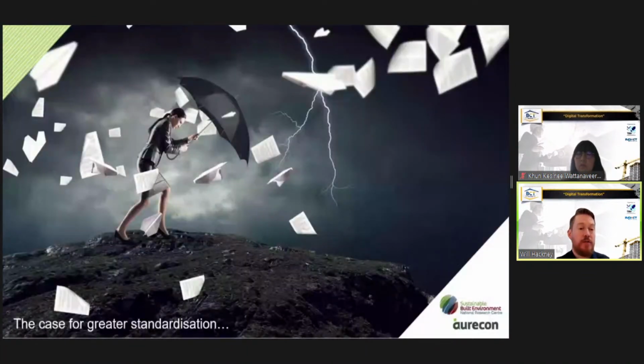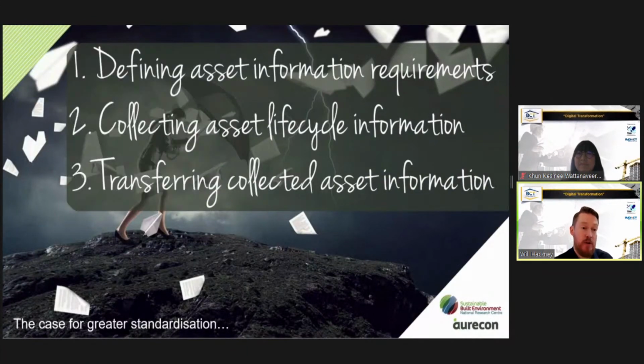Now, further insights from recent Sustainable Built Environment National Research Centre research with Aurecon identified 3 key areas that would benefit from improved standardisation. Now, these include defining asset information requirements with clear ownership of those requirements, also consistently collecting asset lifecycle information and maintaining it, and then finally, the ability to consistently transfer asset information between parties and across the asset lifecycle.